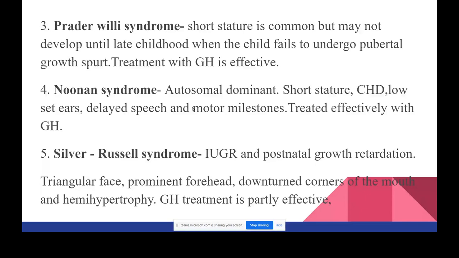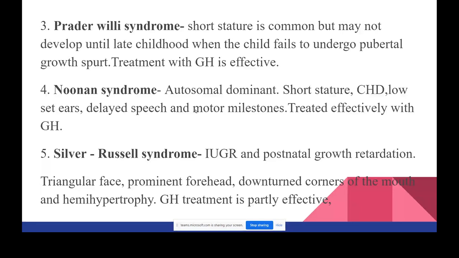And when it comes to the Silver-Russell, they are very small babies with some dysmorphism, and they are small. IUGR and postnatal growth retardation is there. They have characteristic faces: triangular face, prominent forehead, downturned corners of the mouth, hemihypertrophy. And the growth hormone treatment is not as effective as in the Prader-Willi and the Noonan, but is partly effective.